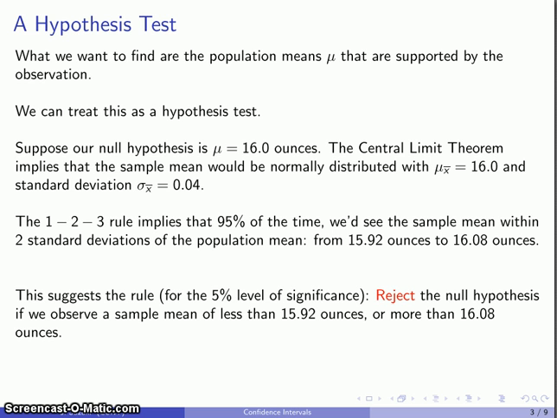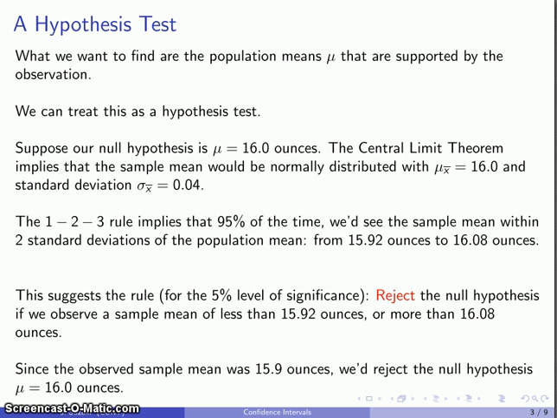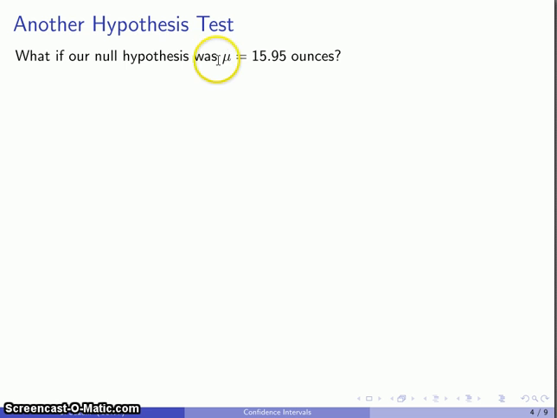And now we go back to our observation. What we actually saw was a sample mean of 15.9 ounces, and so on the basis of this rule at the 5% level of significance, we would reject the null hypothesis that the mean was 16.0 ounces. But I can also consider other null hypotheses. For example, let's take the null hypothesis the mean is 15.95 ounces.